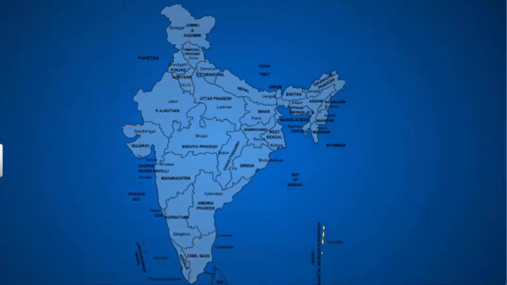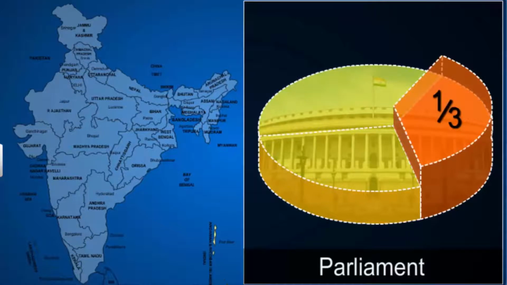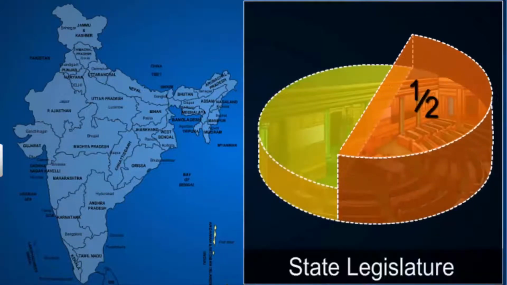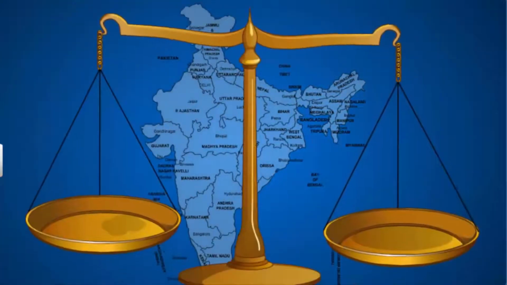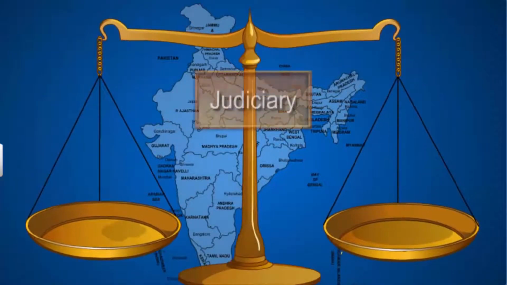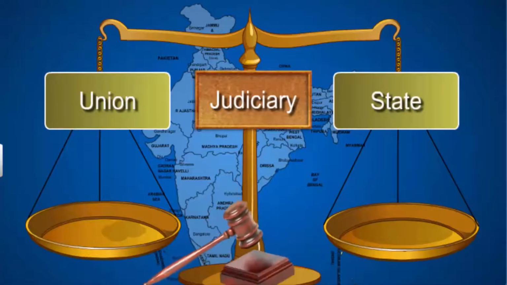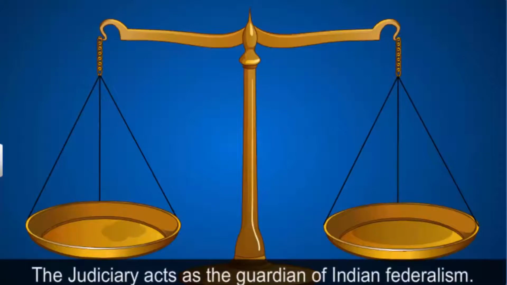It is very difficult to make changes in India's power-sharing arrangement, as any change has to be approved by a one-third majority in both the Houses of Parliament and then by the legislatures of half of the total number of states. Another important aspect that makes India a federal country is the judiciary. The judiciary administers both union and state laws, and in case of any dispute about the division of power, the High Court and Supreme Court make a decision. Hence, the judiciary acts as the guardian of Indian federalism.